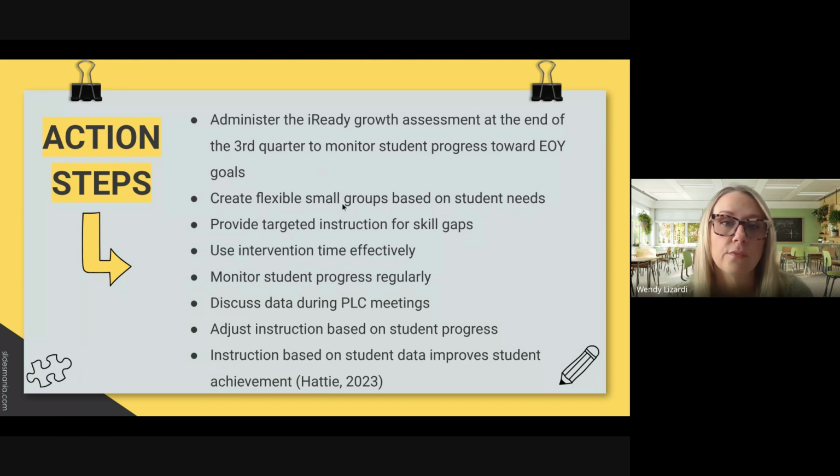So we will create flexible small groups based on student needs, provide targeted instruction for all skill gaps, and this is all after the PLC reviews the data from the progress monitoring. Teachers will provide the intervention and monitor regularly. And then at each PLC, you'll have data discussions and instructional planning to adjust that instruction as needed. Follow-up professional development and instructional coaching will support teachers as they implement these strategies. Again, research shows that instruction based on student data and ongoing PLC significantly improve student achievement and teacher practice.